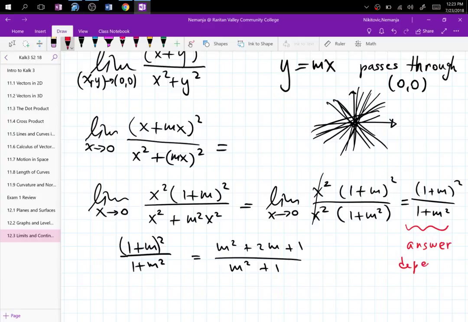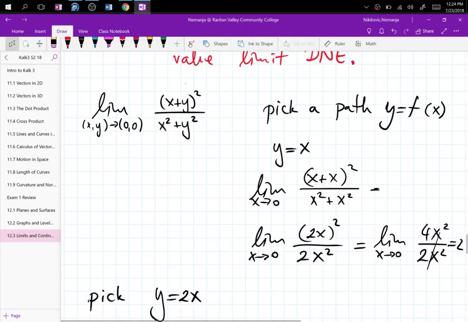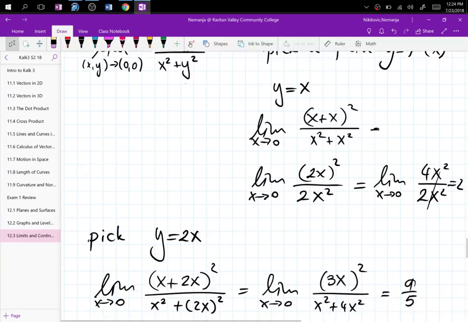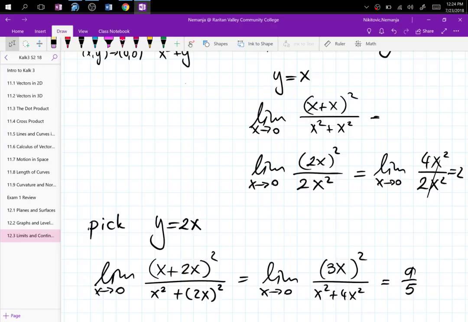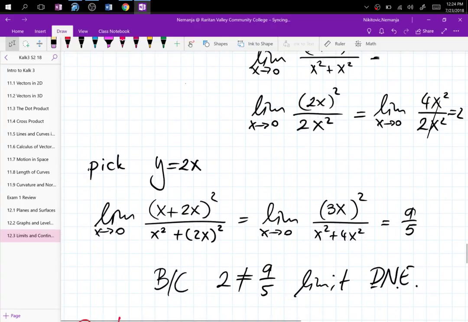Answer: it depends on m. That means m was the slope. Remember that I used y equals x and y equals 2x? That 1x and 2x, that 1 and 2 are the m's that I used before. So for the path we did over here, y equals x, m is 1, and that m produces 2. For the next path that I used, m is equal to 2, and that gave us 9/5.